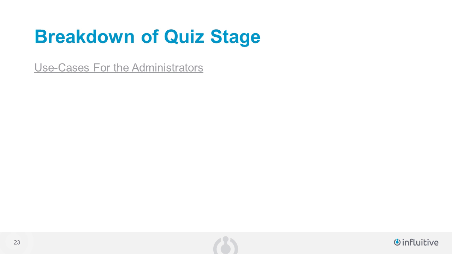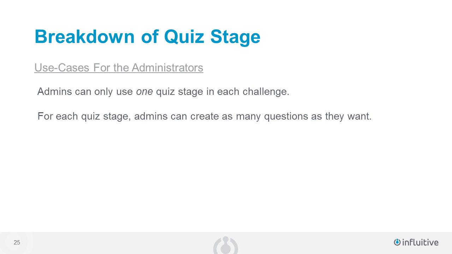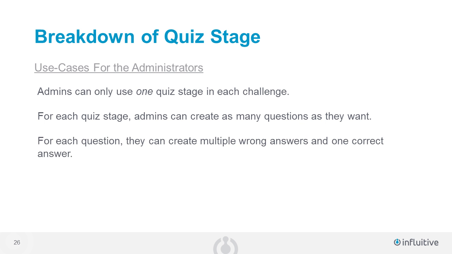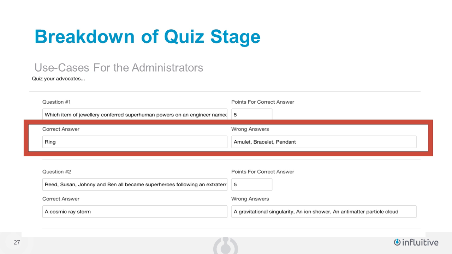Some use cases for the administrators. Administrators can only use one quiz stage in each challenge. And for every quiz stage, administrators can create as many questions as they want. So this gives a lot of room. For each question, they can create multiple wrong answers and one correct answer. And as you can see in this example, the ring is listed as the correct answer, and an amulet, bracelet, and pendant are all listed as wrong answers. So the system will automatically generate and randomize these into bulleted options depending on how many you want. So you can also adjust for how many points an advocate can get for the question right each time.